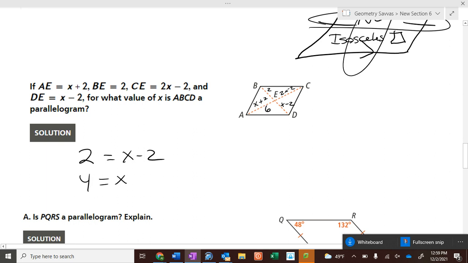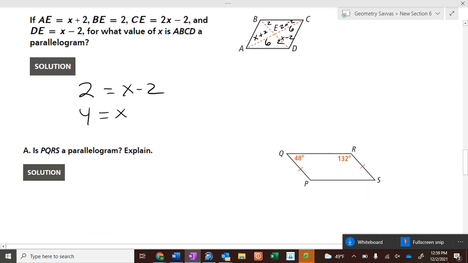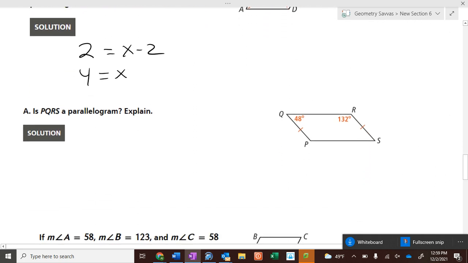So if x is 4, this is 6. 2 times 4 is 8 minus 2. This is 6. 2 is there. 4 minus 2 is 2. 2 and 2. 6 and 6. Yep, they bisect each other. Yep, it's a parallelogram.